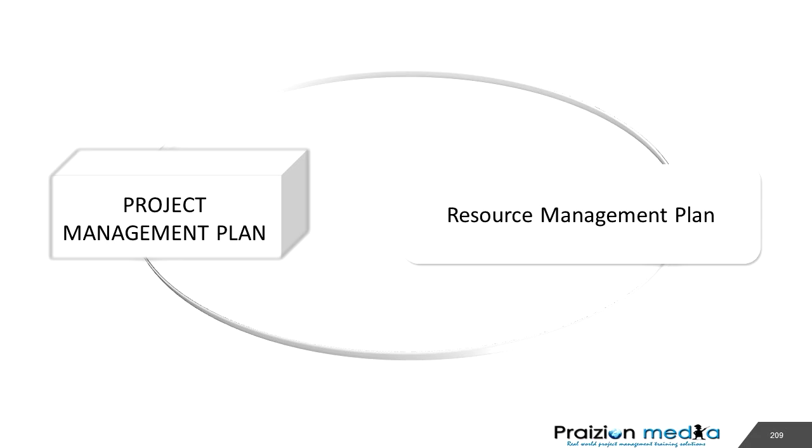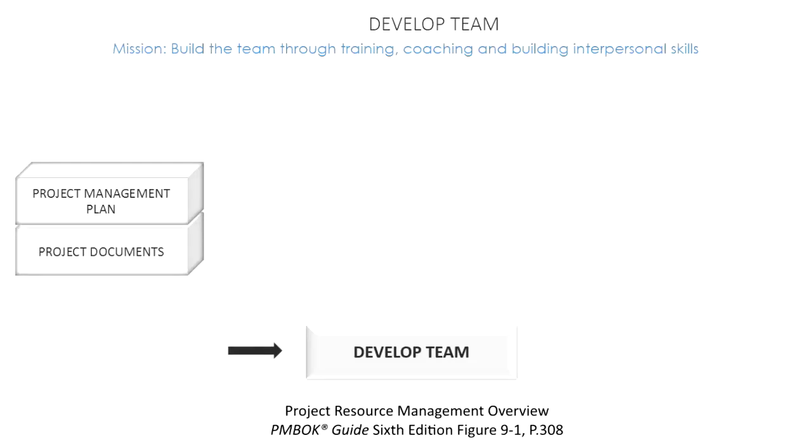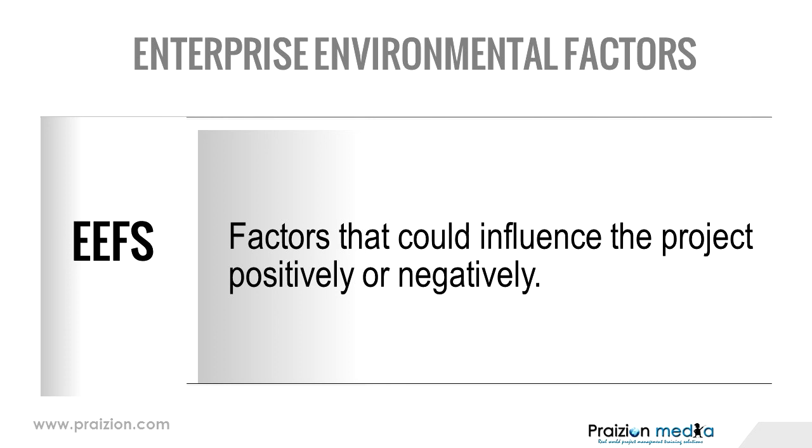We have the project management plan as an input right off the bat. Of course, it contains the resource management plan that should contain guidelines on how to develop the team. The next thing we have here is project documents. Now, project documents are a catch-all for all sorts of things such as lessons learned register, project schedule, project team assignments, resource calendar, and so on. We also have enterprise environmental factors and organizational process assets.